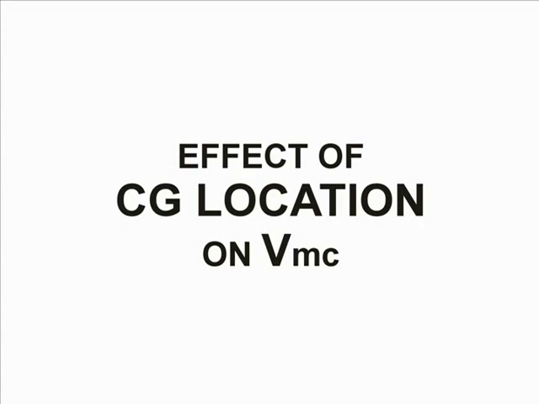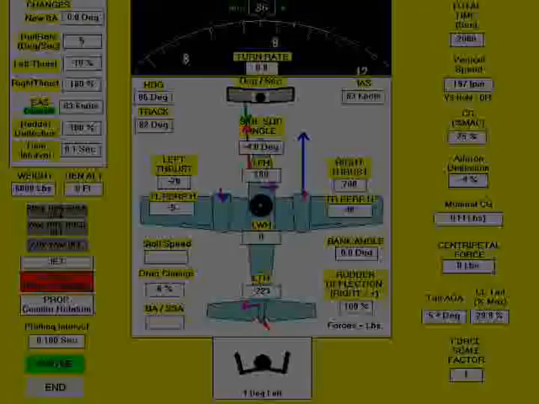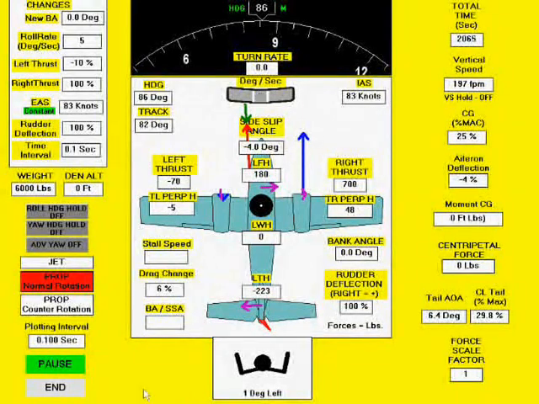The previous VMC effects, bank angle and density altitude, are large because they involve the primary causes of yaw, thrust, and vertical tail lift. The following effects are smaller because they involve smaller yaw contributions. First, let's look at the effects of CG location. Starting at VMC with the CG at 25% mean aerodynamic chord, the rear limit, we now move the CG to the forward limit, 0%.